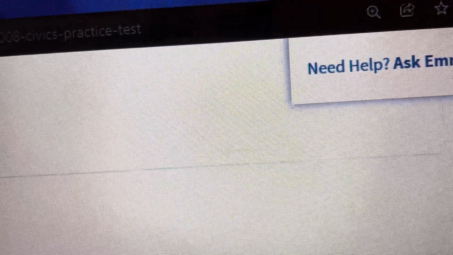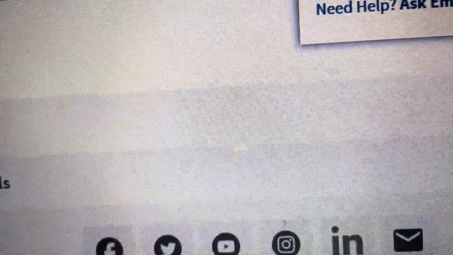Okay. So let's do the next question. Who does the U.S. Senator represent? The state legislature, or all the people of the state. So always remember, the senator is the representative. Who does the U.S. Senator represent? All people of the state. That's the answer.